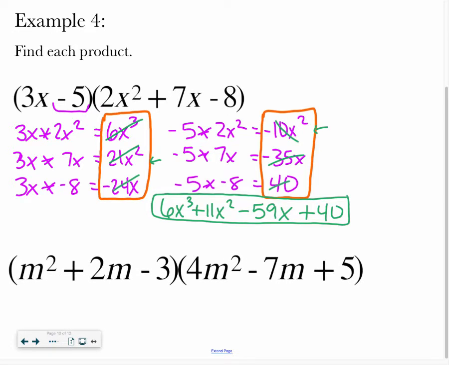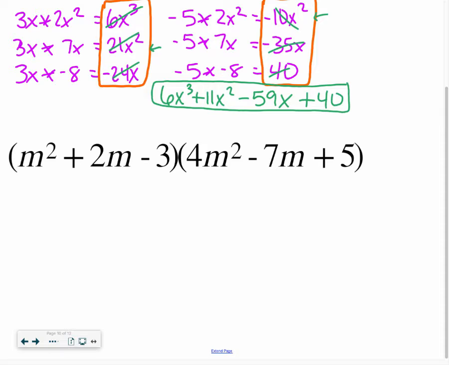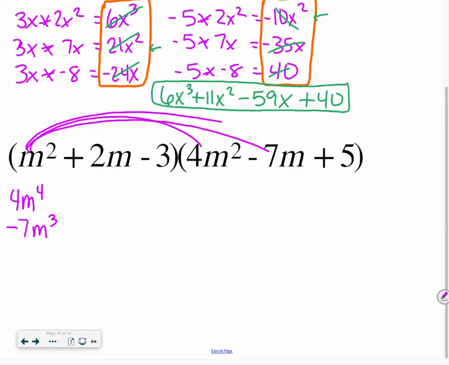Okay, let's try with an even bigger problem where this time instead of just having 2 terms in the first set of parentheses, we have 3. Okay, so I'm going to have my m squared times 4m squared, my m squared times negative 7m, and my m squared times 5. What I'm going to do is try using my drawing the line method. So m squared times 4m squared is going to give me 4m to the 4th. M squared times negative 7m is going to give me negative 7m cubed. And m squared times 5 is going to give me 5m squared.